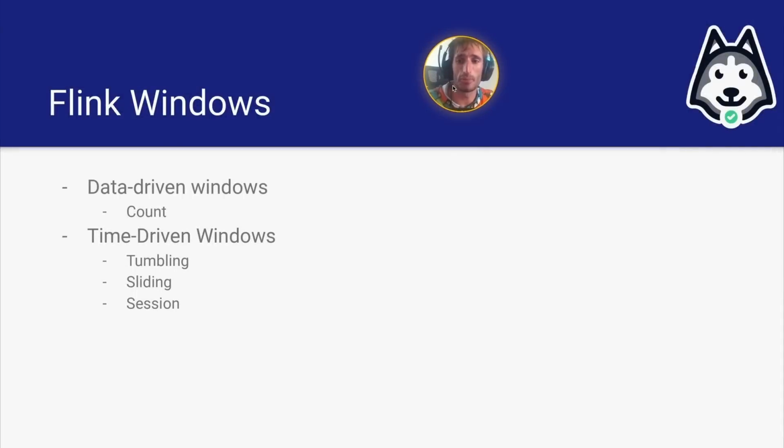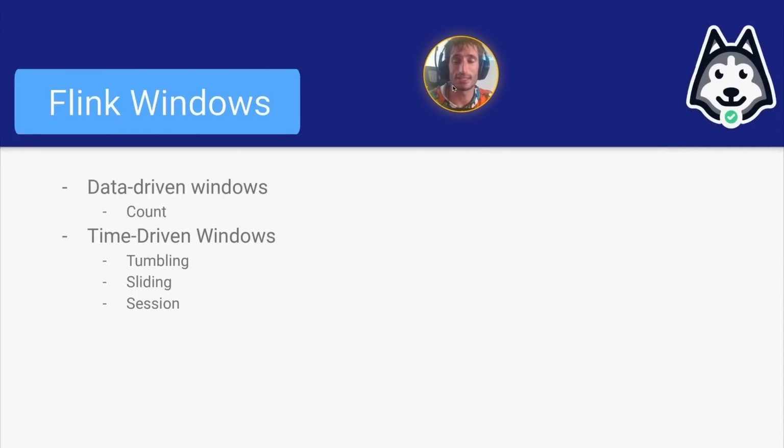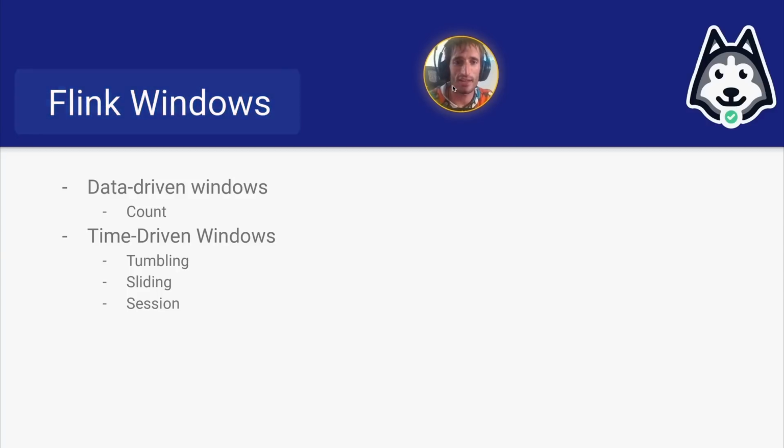So let's talk a little bit more about windowing. This is going to get really complicated and messy. There are essentially two types of windows in Flink. You have a count window, and then you have time-driven windows. Those are the two different ways that you can define a window in Flink. You can think of this as kind of like a group by, or a window function in SQL. It's kind of like that, but different.